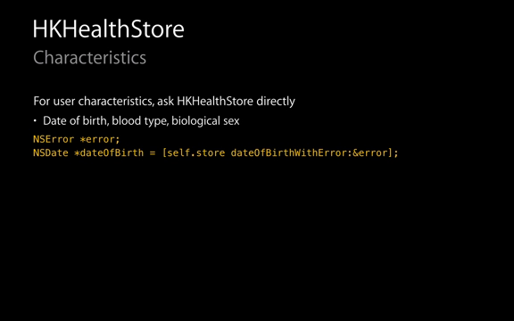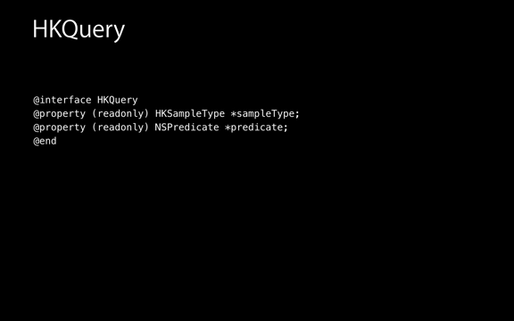This doesn't work for everything, though. So to ask for the bulk of our data, we're going to need something a little more heavy-duty. This is where queries come in. Queries provide a structured mechanism for you to look at health data in a variety of ways. All queries inherit from HKQuery. An HKQuery has a sample type, which is what kind of data is being queried for. They also have a predicate. The predicate is an NSPredicate that filters which objects are to be returned by the query.